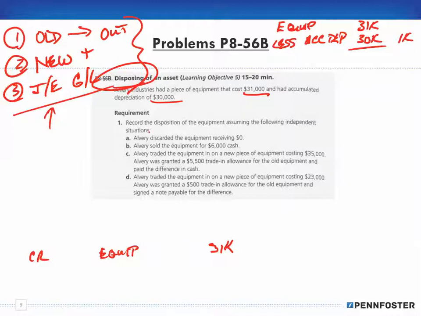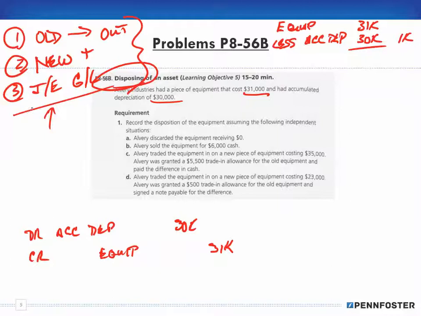Accumulated depreciation is a credit. Well, we'll take that off. We're going to have to debit accumulated depreciation for 30,000. And then number three, well, that's number one. We took the old out. Now in this case here, number two, we're not adding anything new, so we're just going to skip it.